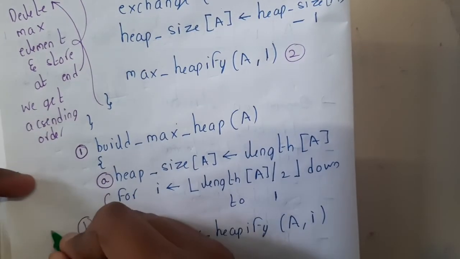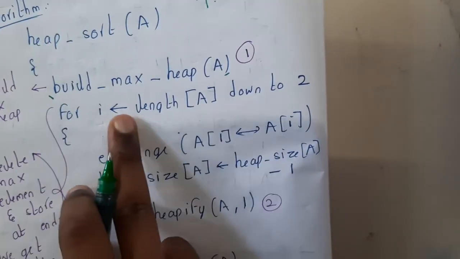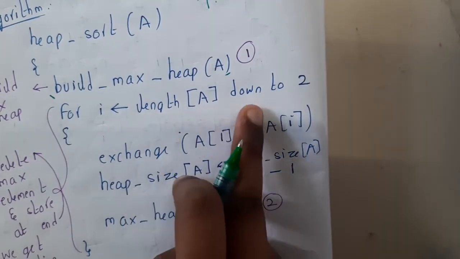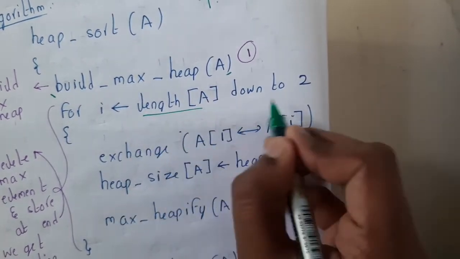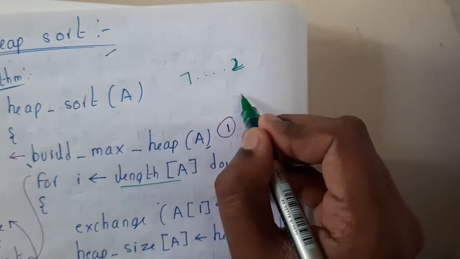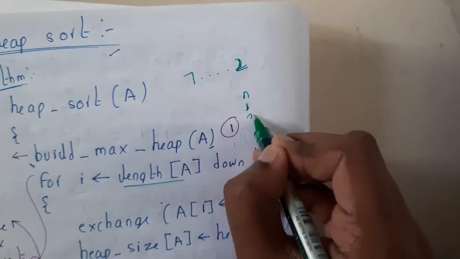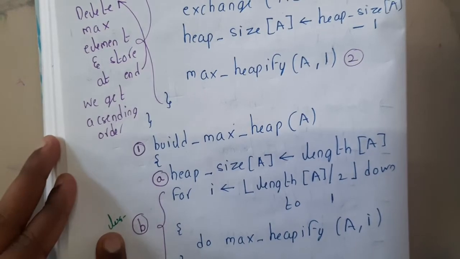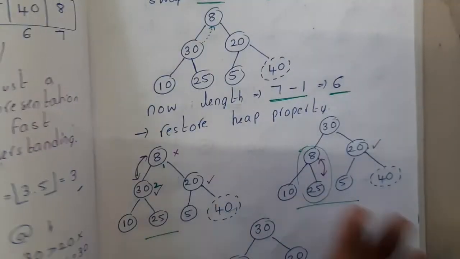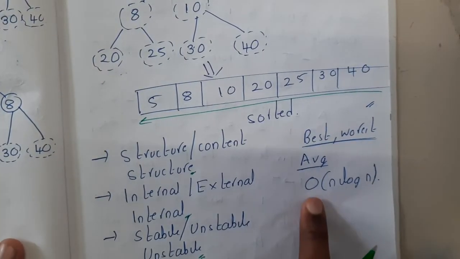So if this complexity is log n and this one is n, the loop from length of A down to 2, if you have length n, runs n minus 1 times, which is approximately n times. So n into log n, in total n log n. Even in the worst case it is doing the same process. Hence the complexity of it will be big O of n log n.